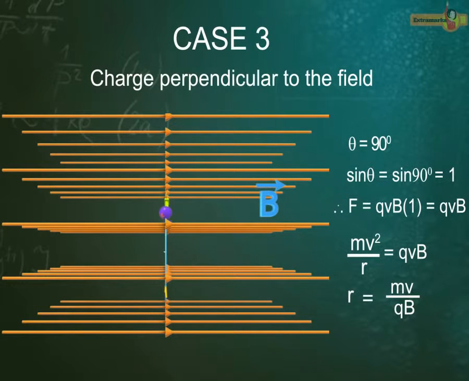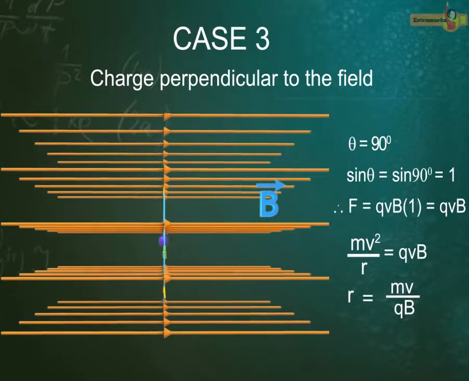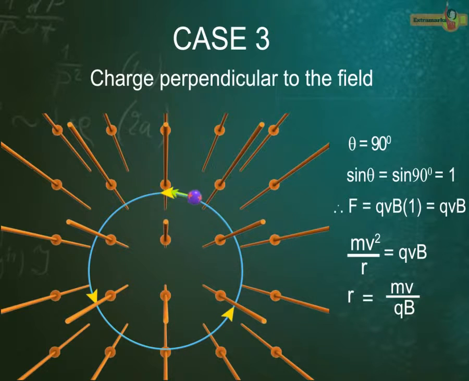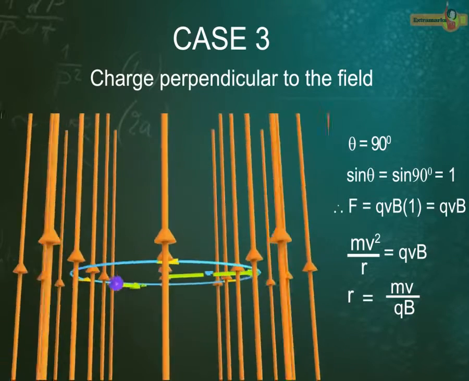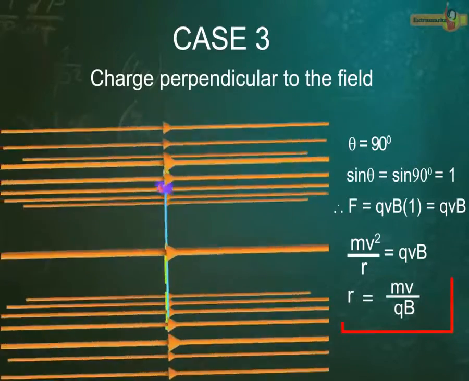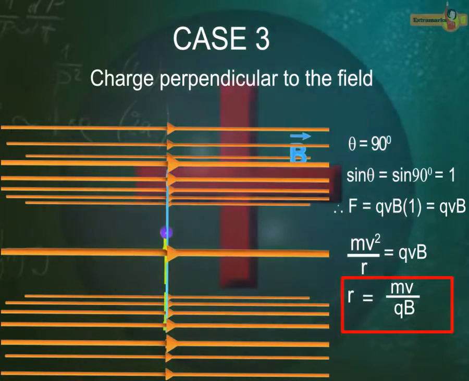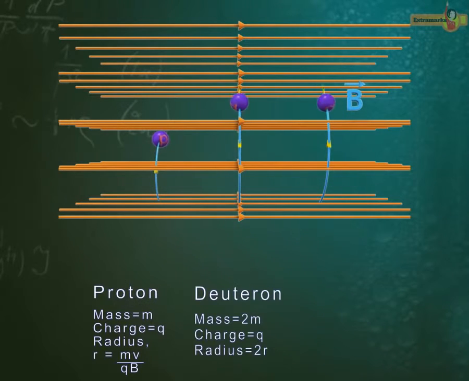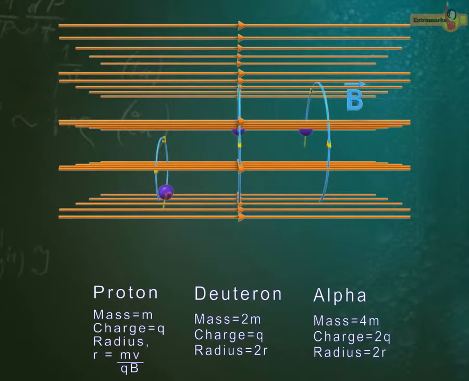Case 3. The charged particle moves perpendicular to the direction of magnetic field. It experiences a force in a direction perpendicular to the plane containing V and B. This force provides the centripetal force and makes the charged particle move along a circular path of radius r equal to mv by qB.